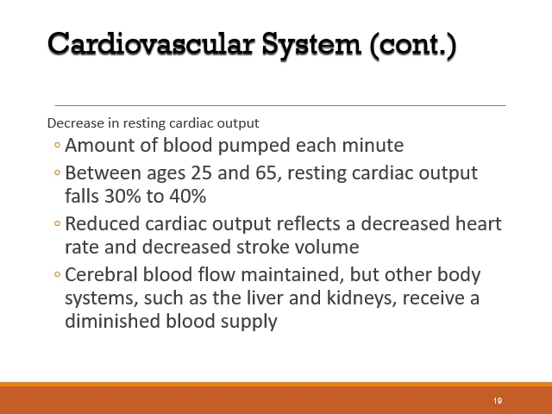Cerebral blood flow is maintained. So the brain always gets the blood. It gets the best blood flow. And if you picture the aorta coming off of the left ventricle, where does it go? It has 3 branches. One branch goes right to the head, right from the heart to the head. So cerebral blood flow is maintained, and it's important. But other body systems, such as the liver and kidneys, receive a diminished blood flow. Again, plaque, stiffening.